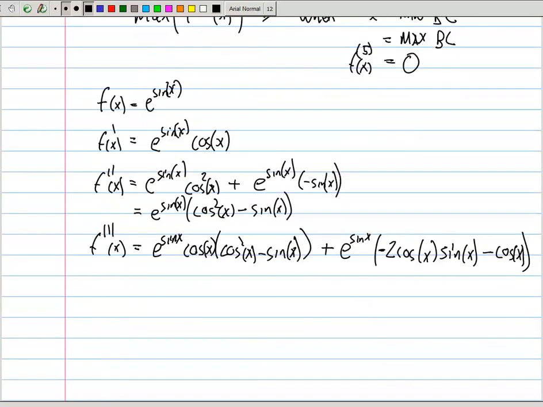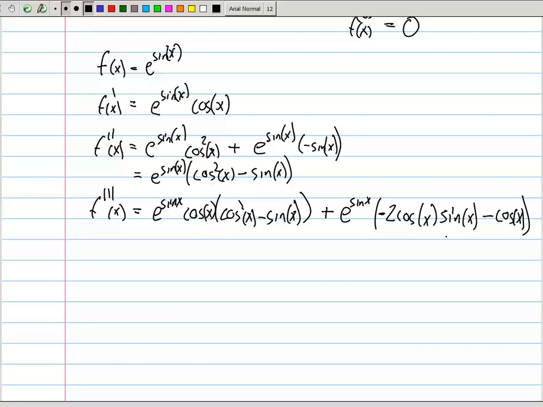We can simplify this a little bit just to make our lives a bit easier. We know that this term over here, 2 sine x cos x, is an identity as well. So we land up with e to the sine x multiplied by, that's going to be cos cubed x minus sine x cos x. And here we've got minus 2 sine x cos x, so we've got minus 3 sine x cos x, which is, according to identity, minus 3 over 2 sine 2x. And then over here, our last term is minus cos of x.